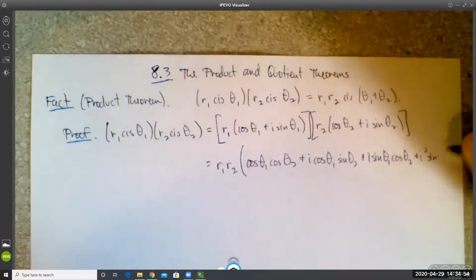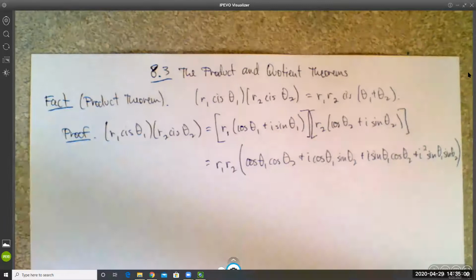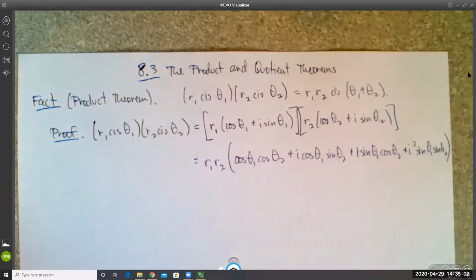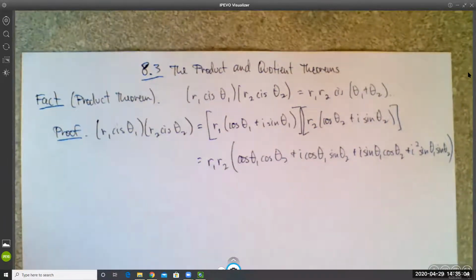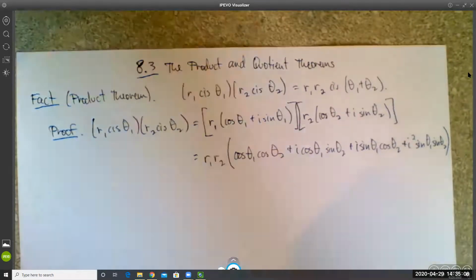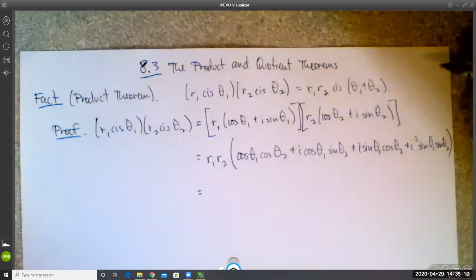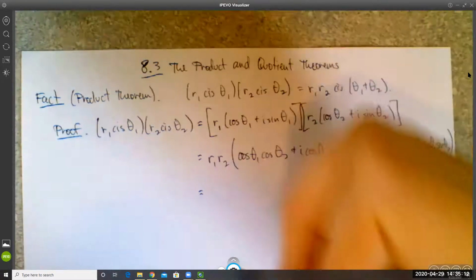sine theta 1 sine theta 2. Whew. Hard to squeeze all of that in there. There you go. Okay, so there's that expanded product. And now I'm just going to do some clever regroupings, okay?